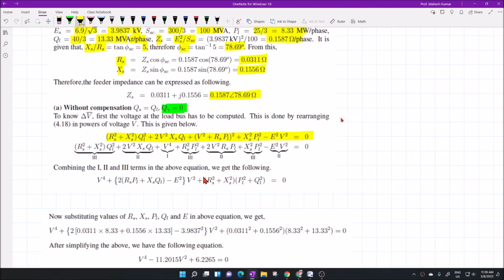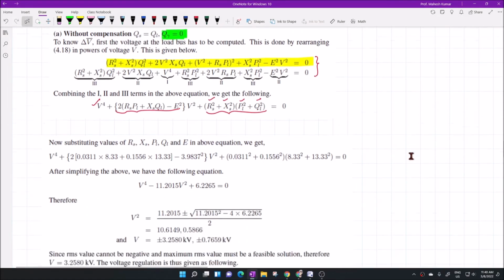and solve for the voltage actually. So we have to arrange. We will use the equation that we developed, quadratic in QL, in quadratic in V square. We express this equation in terms of the quadratic or power of V square. So it becomes V to the fourth and this constant into V square. This constant means C equal to 0. Substitute the value of RS, XS, PL, QL, and we can solve for voltage at the load bus.